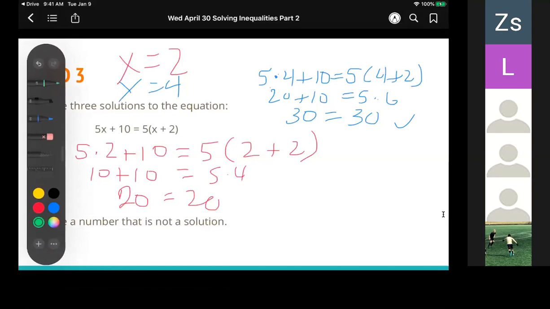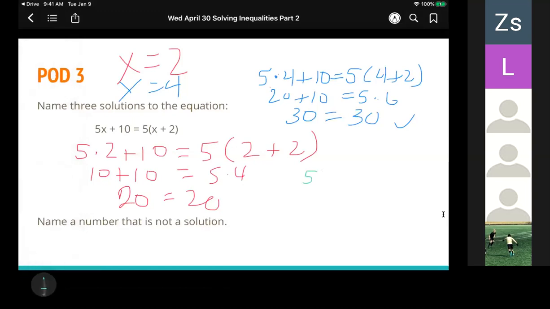Let's do 3. I'll do 3 in green. We have 5 times 3 plus 10 is equal to 5 times 3 plus 2. 15 plus 10 equals 5 times 5. Are we good? Yeah. They both equal what? Yeah, Jamarian, you're right, and I'm going to get to that in a second. What do both sides of this equation equal? 25. Okay. So x equals 3.